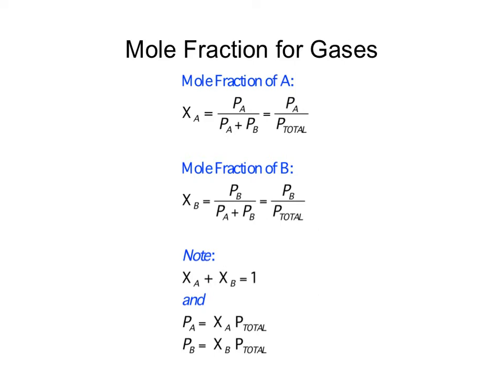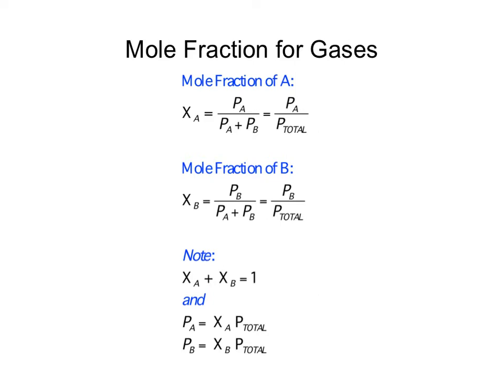And you can just do a substitution here. Pressure of A, that's a partial pressure of A, divided by the sum of the partial pressures, which is equal to the total pressure. And you can do that because PV equals nRT. So P is proportional to N, and all the other constants just cancel out.